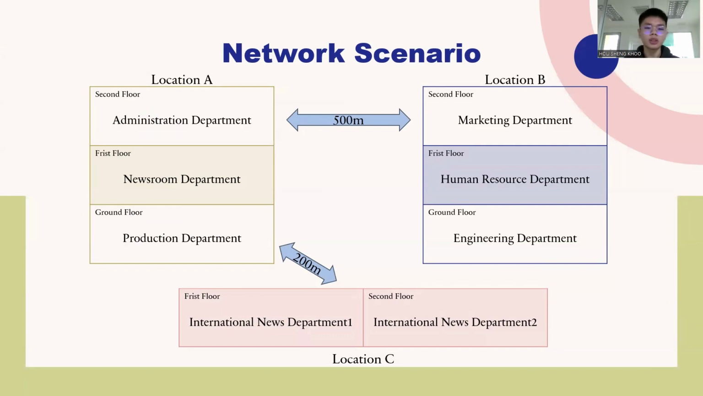The distance between location A and B is 500 meters. The distance between location A and C is 200 meters.